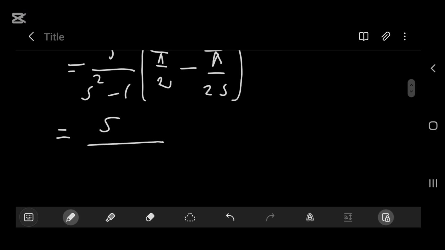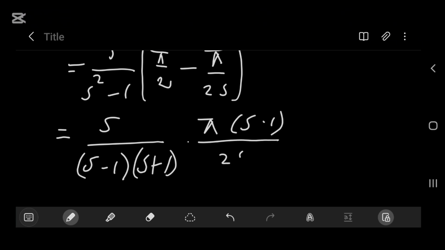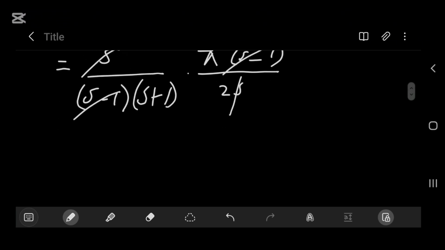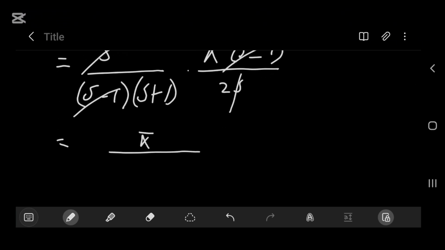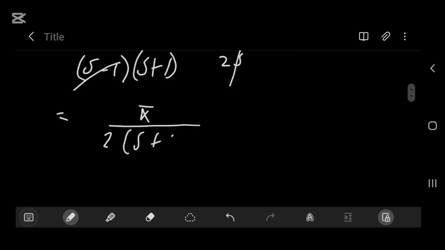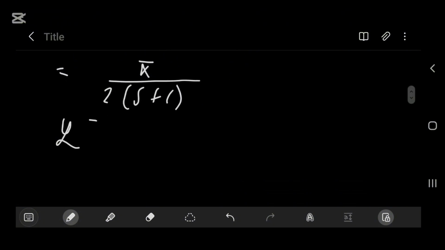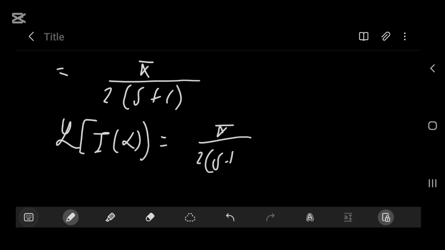So we can do some simplifications here. We're left with s minus 1, s plus 1 dot. Let's take the pi outside, and we can solve this as s minus 1 over 2s. You can clearly see the terms which are going to cancel each other out: s and this s minus 1 and this s minus 1. So pi over 2 into s plus 1. This is actually the Laplace transform of I of alpha, which is pi over 2 times s plus 1.